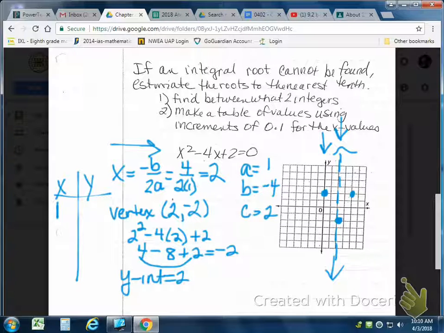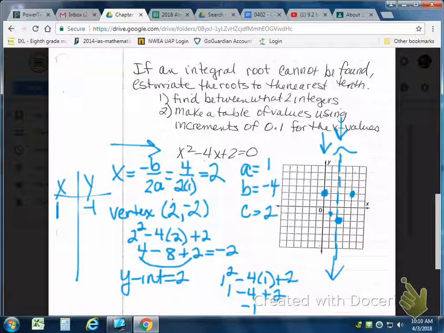All right, so x at 1, we're going to use that equation. So we're going to say 1 squared minus 4 times 1 plus 2. 1 minus 4 plus 2, what is that? Let's see if we can get it. -1. So 1 is at -1. What's my freebie? -1, 1.